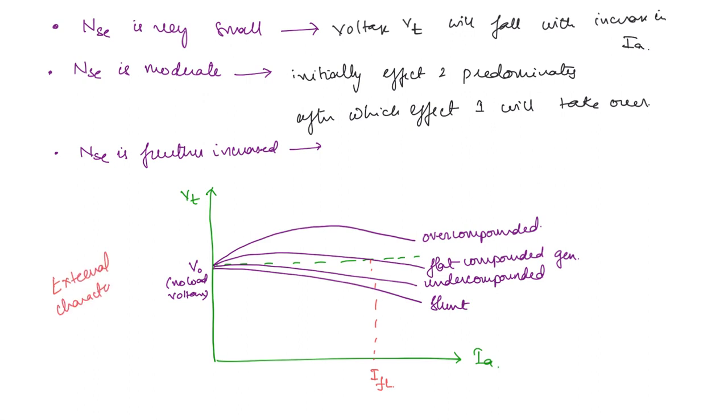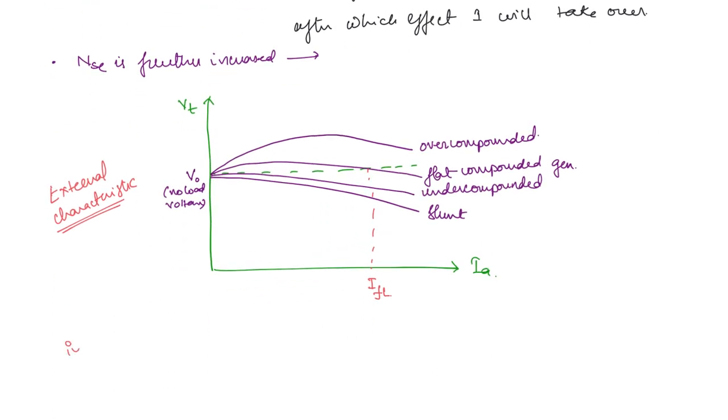Now what about the internal characteristic? Internal characteristic is nothing but Eg, right? Internal characteristic is Eg versus Ia. Okay, so this is simply going to be a little above. Like for example, if this is the external characteristic, then internal characteristic is going to be slightly above. What will be that value? It is the drop across the field and armature winding, series field and armature winding. So Eg is equal to Vt plus Ia (Rse plus Rf).